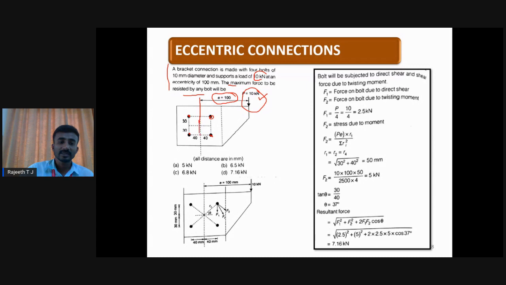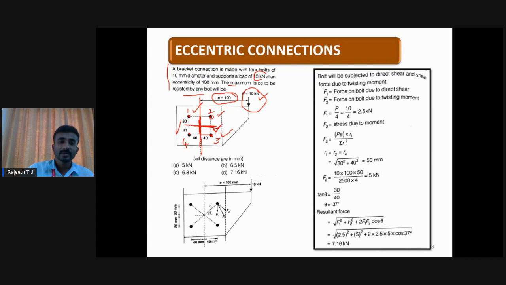From this center, if you take this as a center line, the x distance for these 2 bolts would be 40. If you mark the bolt numbers like this, 1, 2, 3, 4, then for bolt numbers 2 and 3, the x value from the center will be 40 millimeter, whereas the y value for bolt 2 is 30. If you take this as a center line, the y value for bolt number 3 will again be 30. So this is the pattern of the bolts given. If you go to the backside, for bolt number 1 and bolt number 4, the value will be 40 only.